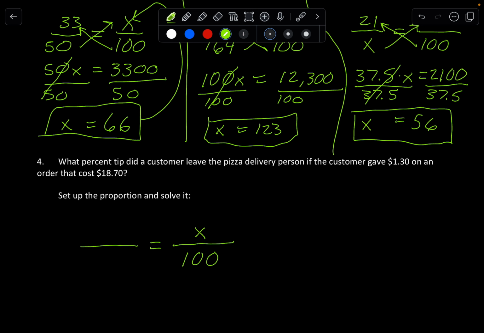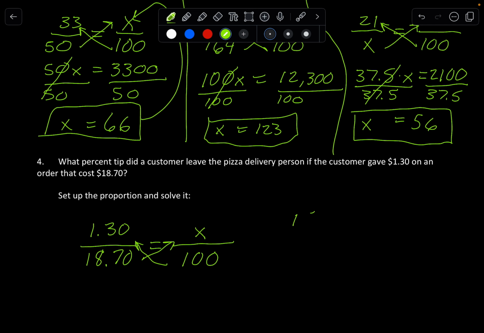On the other side here, we know that the customer gave $1.30, so that's going to correspond to the percent tip. That's the part. The $18.70 corresponds to the whole, which we'll put on the bottom here. And now we're just going to cross multiply. So what we'll do is we'll multiply $18.70 times x and 100 times $1.30.